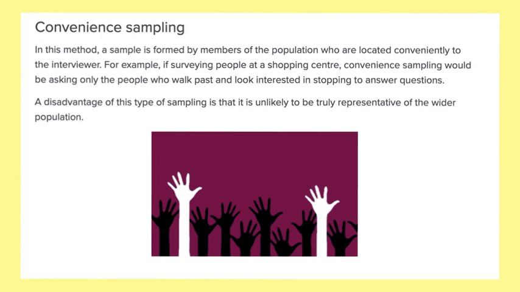Sampling technique 3, convenience sampling. In this method, a sample is formed by members of the population who are located conveniently to the interviewer. For example, if surveying people at a shopping centre, convenience sampling would be asking only the people who walk past and look interested in stopping to answer questions. A disadvantage of this type of sampling is that it is unlikely to be truly representative of the wider population.